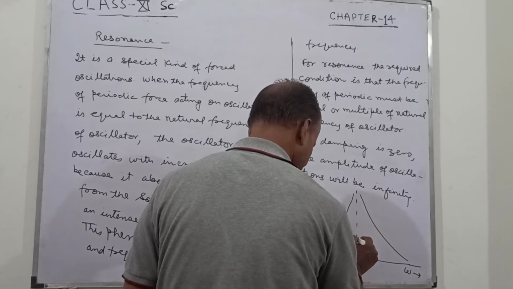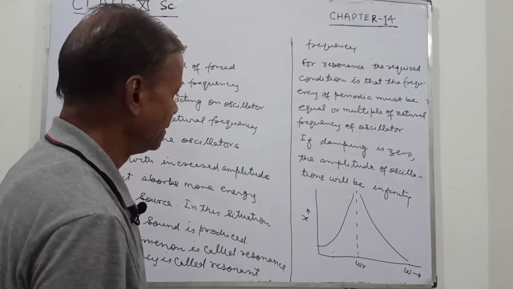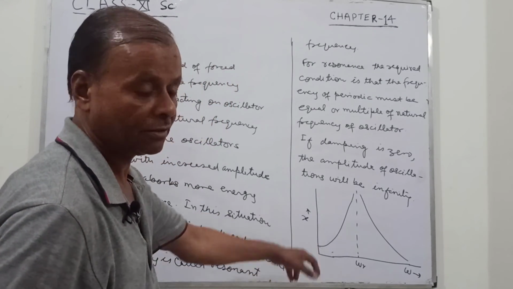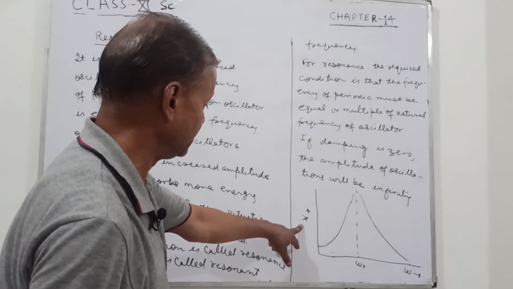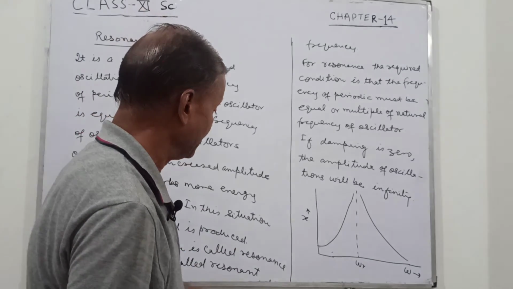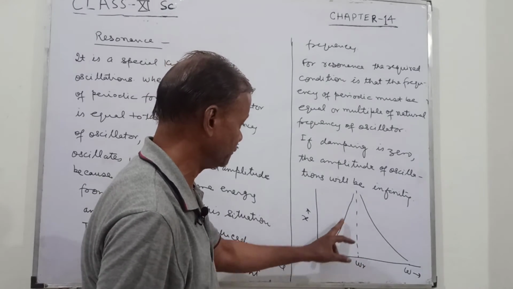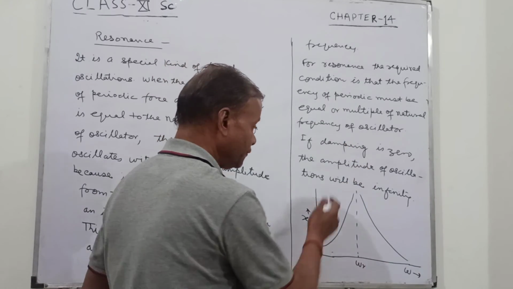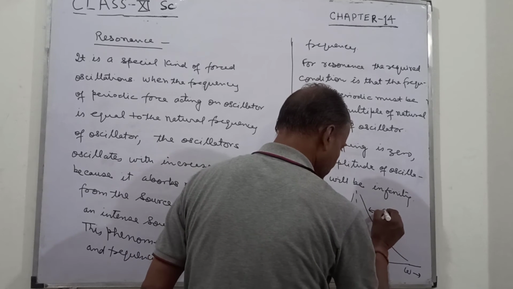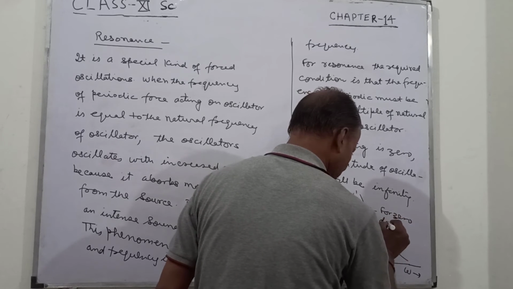This is omega r, the resonant frequency. This is the natural frequency of the force in the amplitude. When only the starting force is acting there, then the amplitude will be so much, and when the damping is zero, then this will continue to infinity. For zero damping.